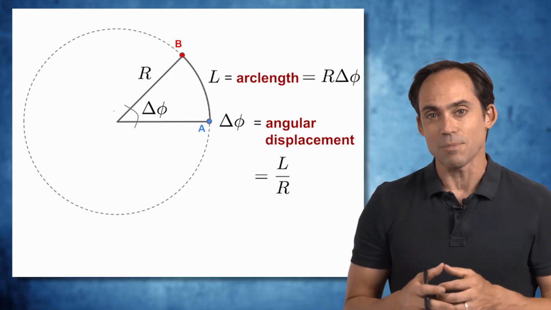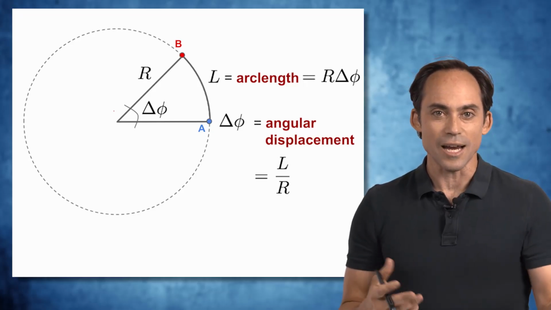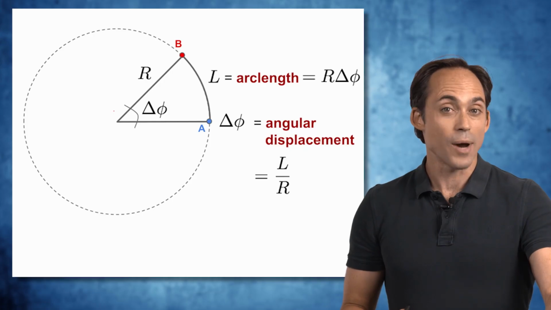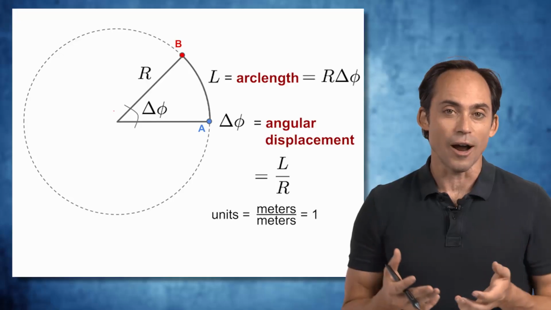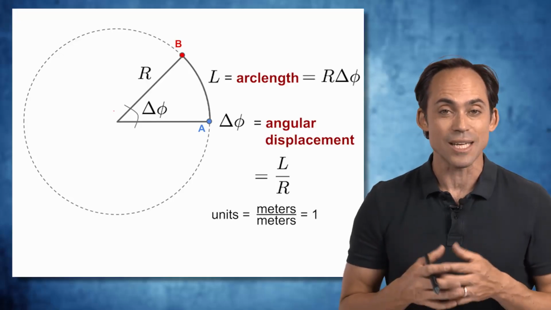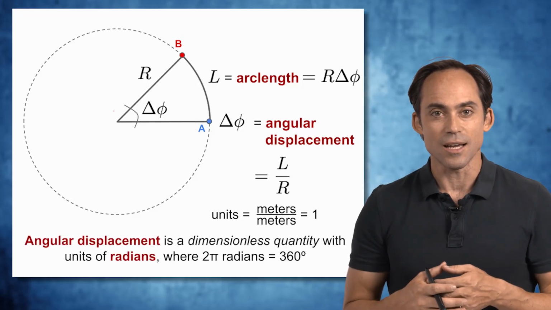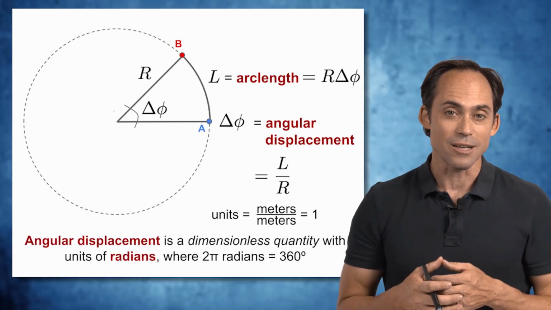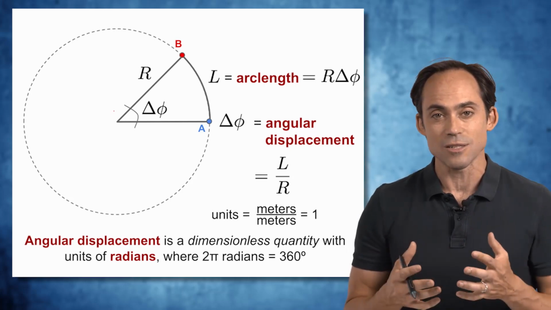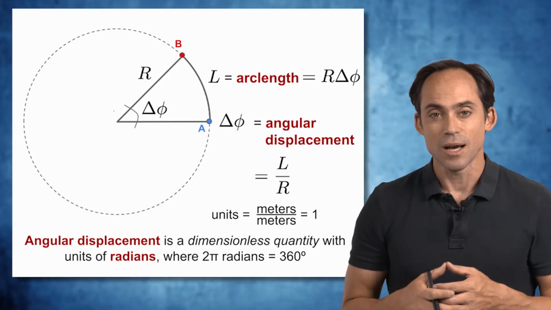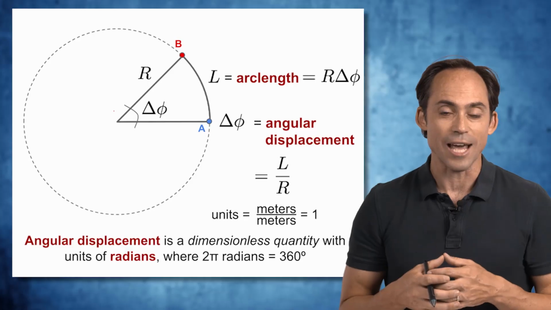Now, there's something interesting about this expression when you look at the units. Of course, arc length is a length, so it has units of meters. The radius is a unit of length, so it's meters. So when you calculate the units, you realize that the units of angular displacement actually cancel out. This is a dimensionless quantity, and it's one of a few that we'll talk about in this class. But when we actually give a unit for angle, we typically give a unit of radians when we're talking about angular motion, because that's a convenient metric of this unitless quantity of angle change.